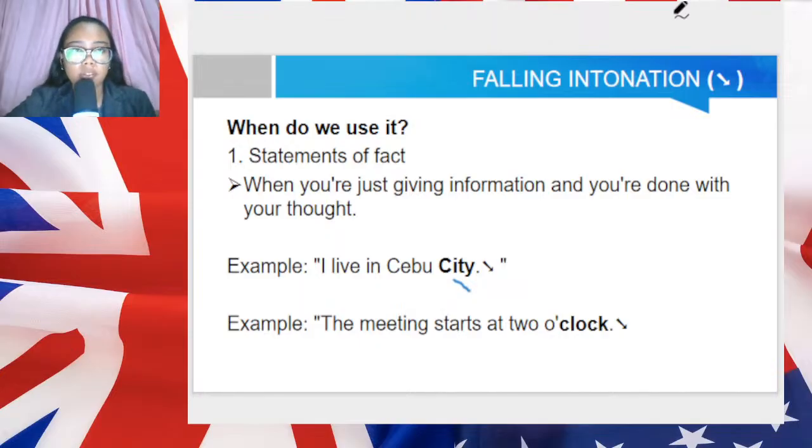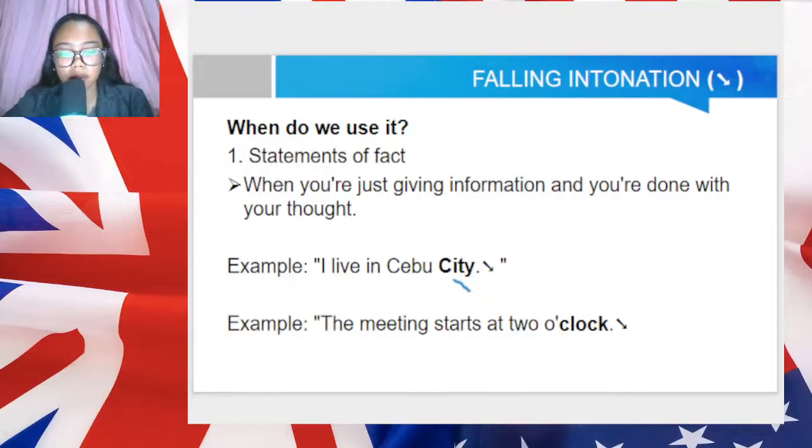There's some error. The symbol cannot be copy pasted and put right under the word, so it will just look like that. But it is referring to the last word, which is city. Okay, now to elaborate on this example, I live in Cebu City.